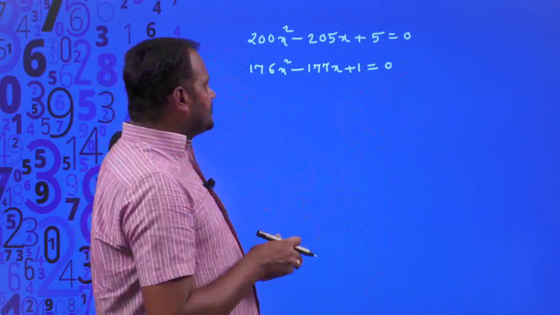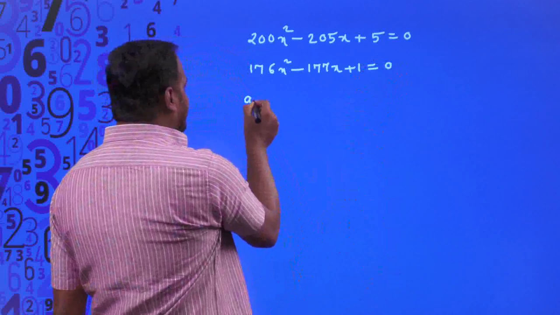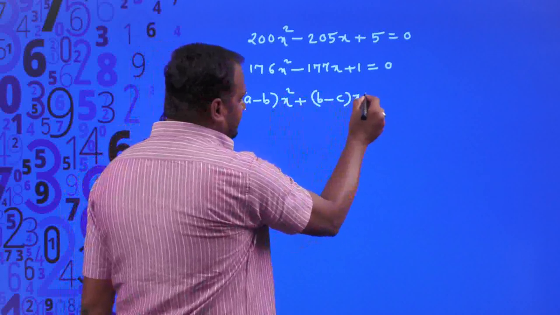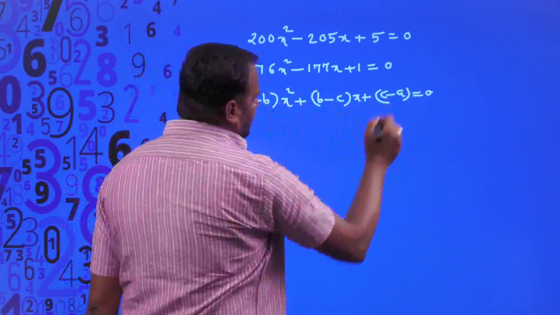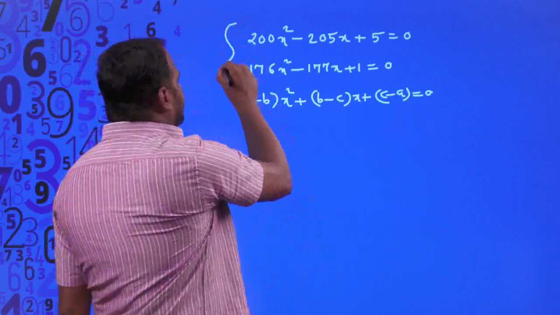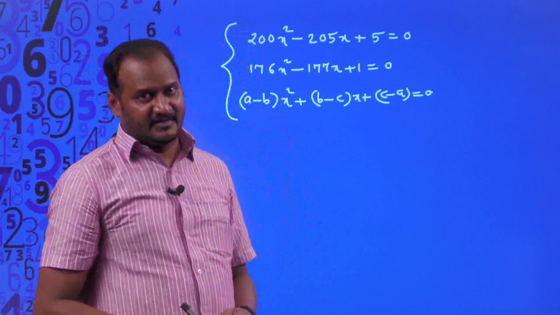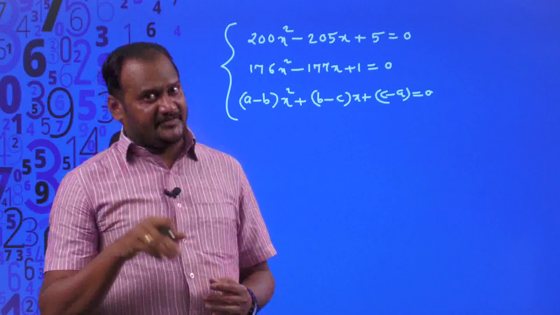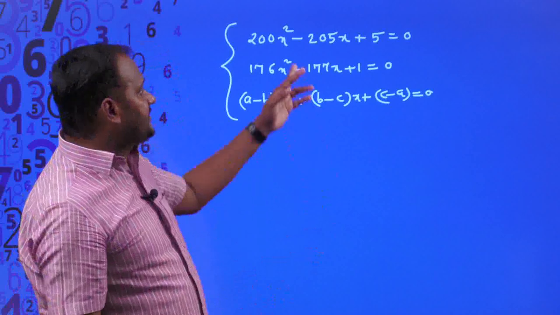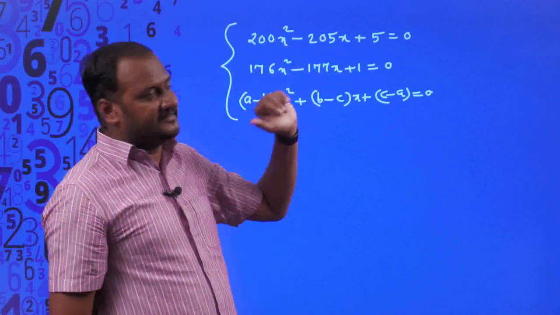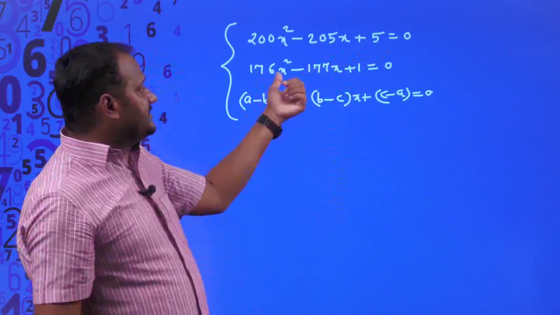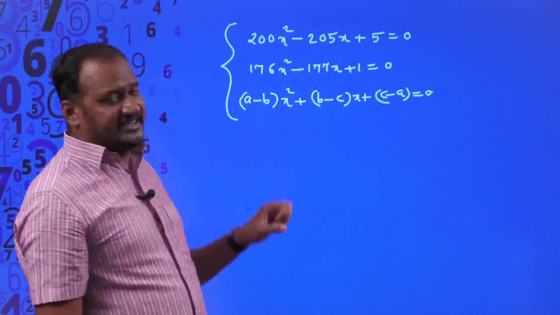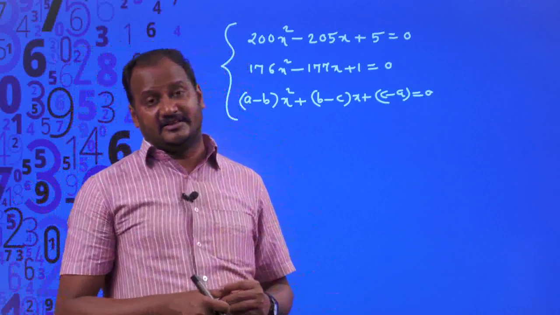And if I take some unknowns as coefficients, like (a minus b) times x square plus (b minus c) times x plus (c minus a) is equal to 0. See, if you observe once, these three quadratic equations belong to the same category. Will you be able to identify one similarity between these three quadratic equations with respect to the coefficients of various terms of x? Here, the coefficient of x square is 200, the coefficient of x is negative 205 and the constant is 5. And here 176, negative 177 and 1. And this is (a minus b) into x square, (b minus c) into x and (c minus a).